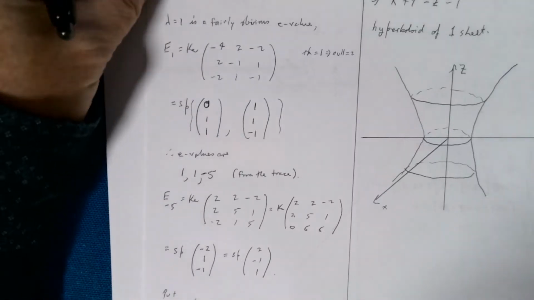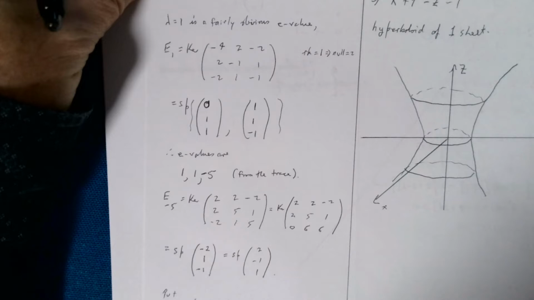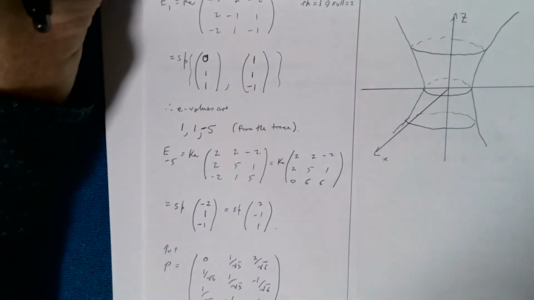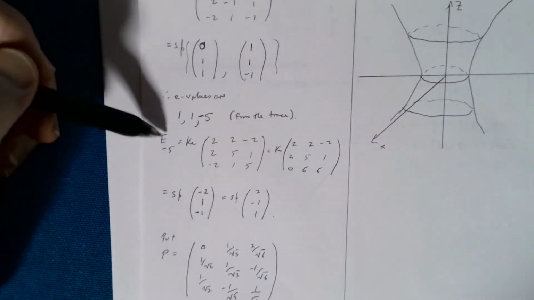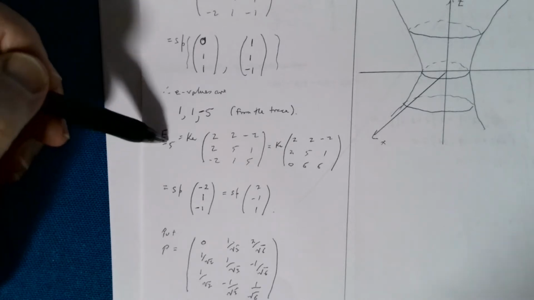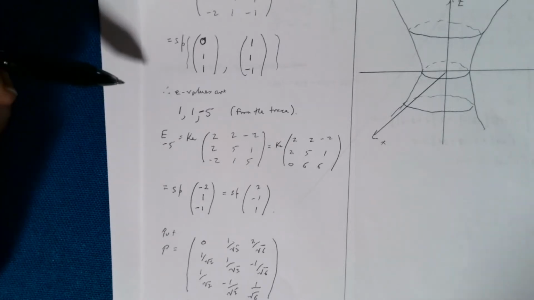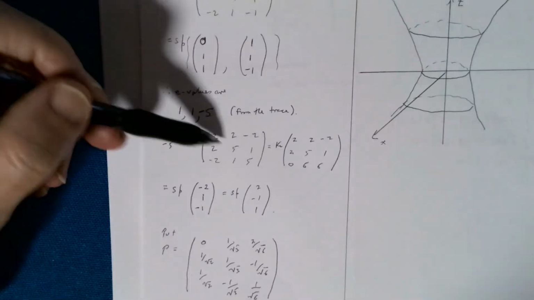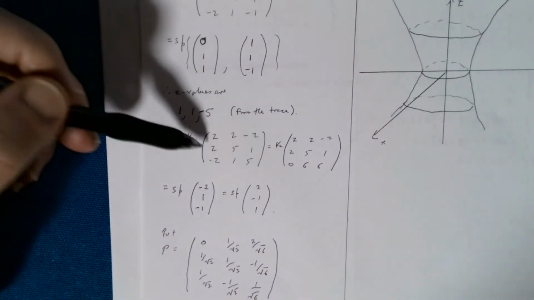Otherwise, you have to go grind through the characteristic polynomial, which gives you a cubic, and you've got to factor the cubic and solve it, and there's a lot of work there. So just to finish off this bit, I'm going to take the eigenspace for -5. So I add 5 to the main diagonal. When we add 5 to the main diagonal, I get this matrix, and I want its kernel.